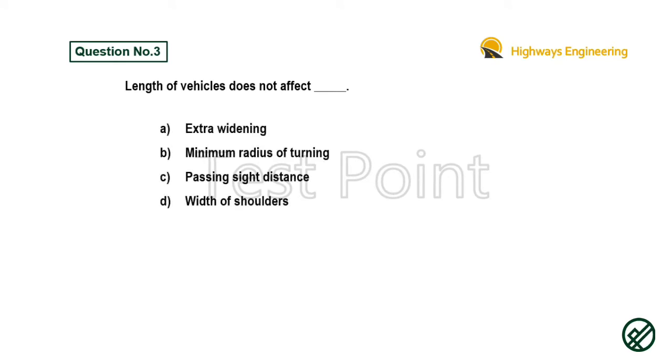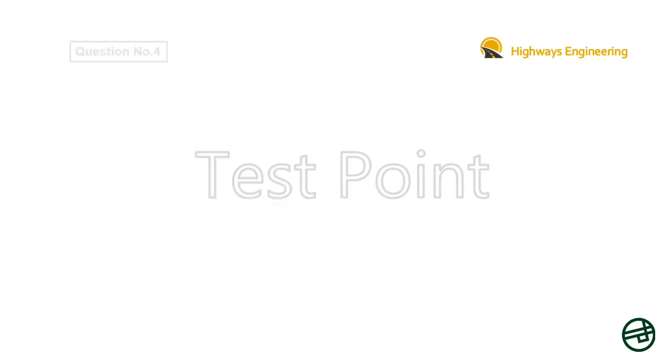Question number 3. Length of vehicles does not affect. Option A, extra widening. Option B, minimum radius of turning. Option C, passing sight distance. Option D, width of shoulders. Answer is option D, width of shoulders.